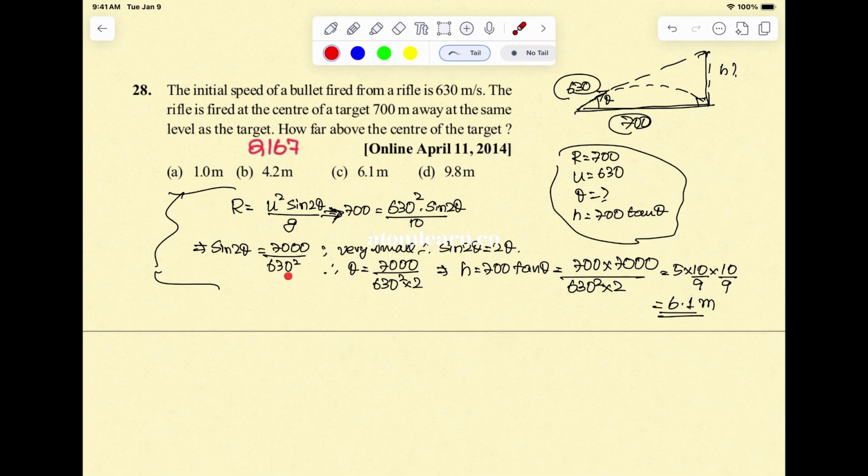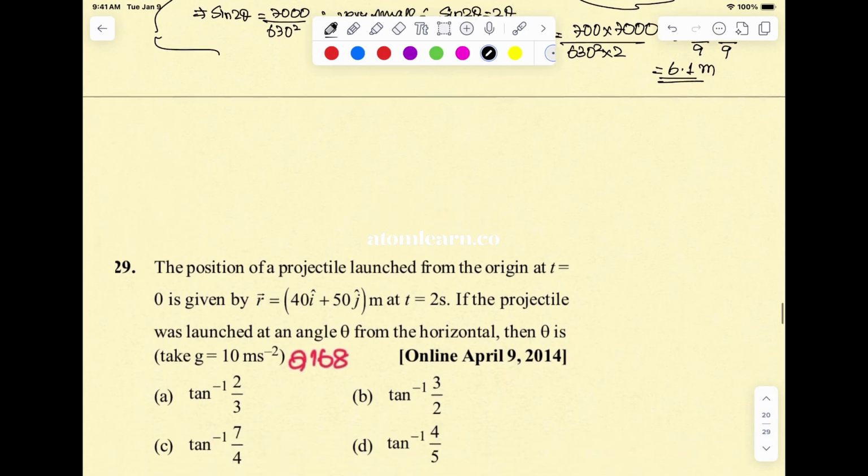Now this you can find is a very, very small value. Therefore you can equate sine 2 theta equal to 2 theta. Therefore you can find theta by just dividing by 2. Right? This is what is there. Then, having found out the theta, we have to find tan theta, which is equal to theta because theta is very small. Therefore you find h is equal to 700 tan theta, 700 times this particular value. When you do it, you get 6.1 meter, which is option C. Understood? Okay, next we go to the next question.